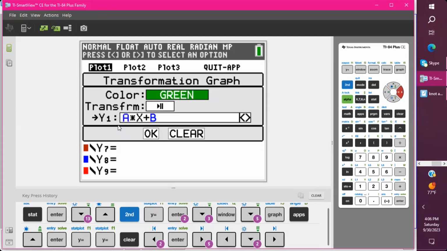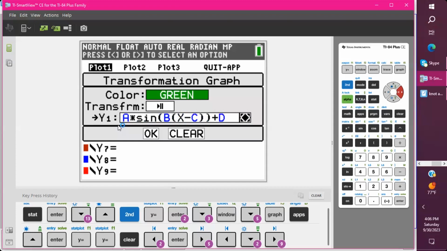But if I use my right arrow, there are now, with the newer operating system, some preset equations that you can use as your formula in those first couple of Y entry lines. There's linear, quadratic, the vertex form of the quadratic, the x-intercept form, standard form, and cubics.